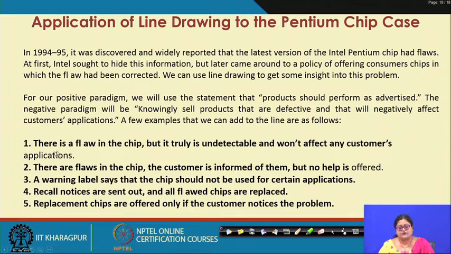There will be a flaw in the chip, but it truly is undetectable and won't affect any customer's applications. There are flaws in the chip, the customer is informed of them, but no help is offered. A warning label says that the chip should not be used for certain applications. Recall notices are sent out and all flawed chips are replaced, and replacement chips are offered only if the customer notices the problem.